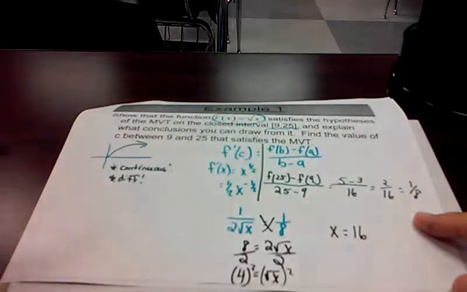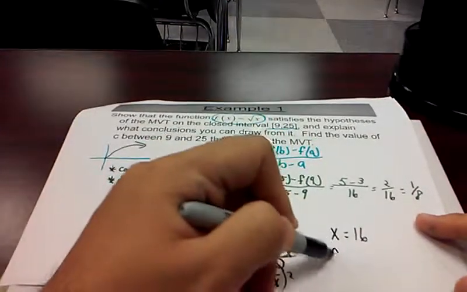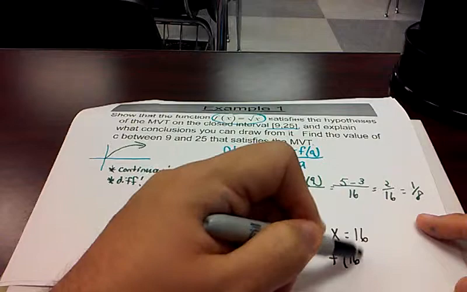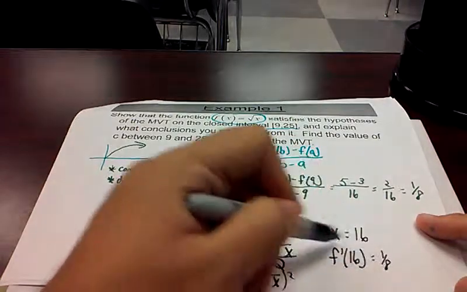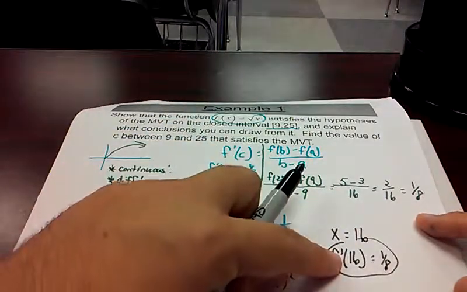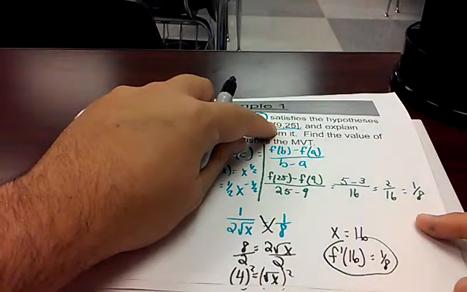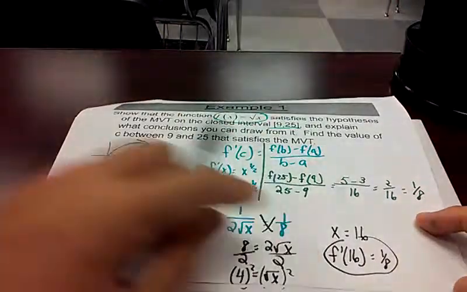So basically what the mean value theorem says is that the derivative of my function at 16 is equal to 1/8. And if you notice, 16 is in between the interval 9 to 25. So that is my point.